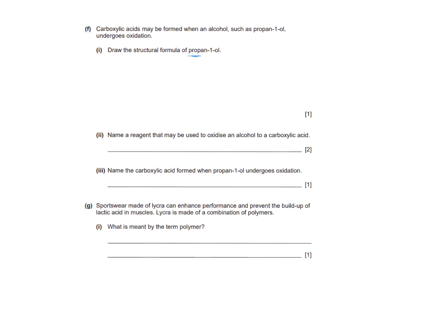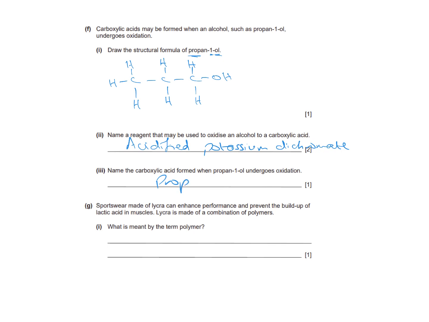Propan-1-ol, well, the prop tells us there are 3 carbons. The ol tells us it's an OH group on carbon number 1. And then oxidizing an alcohol to a carboxylic acid, so that is acidified, for 1 mark, potassium dichromate, and that would be the second mark. So name the carboxylic acid formed when propan-1-ol undergoes oxidation. Well, it's going to be oxidized to the corresponding carboxylic acid. It's going to be named after prop, and it will be propanoic acid.